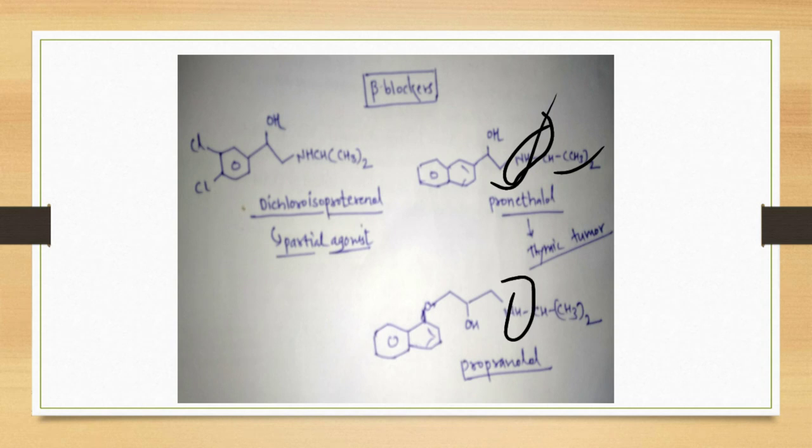It must be the secondary amine. That means the NH group must be present as it is, and to the nitrogen one carbon along with that there are 3 carbons. So the propyl group or the tertiary butyl group is present, which can show the beta blocking activity.